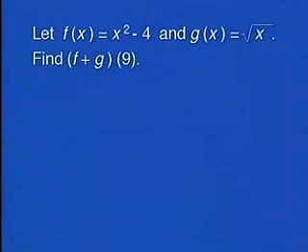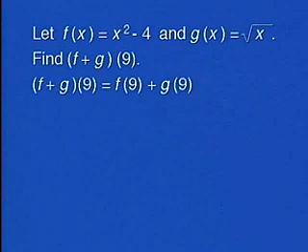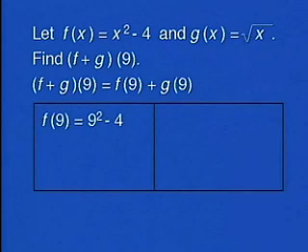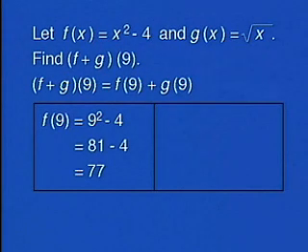So let's try some examples. We're going to work with these two functions. We're going to let f of x equal x squared minus 4 and g of x equal the square root of x. We're asked to find f plus g of the number 9. We know by definition that that's equal to f of 9 plus g of 9. So let's calculate f of 9. So we get f of 9 is equal to 9 squared minus 4, which is 81 minus 4, which is 77.